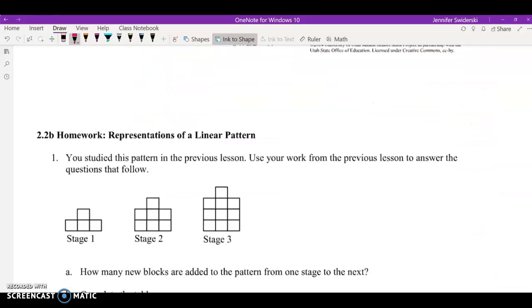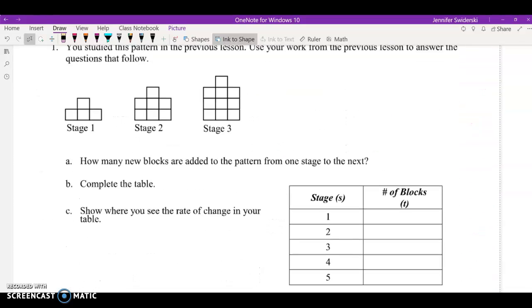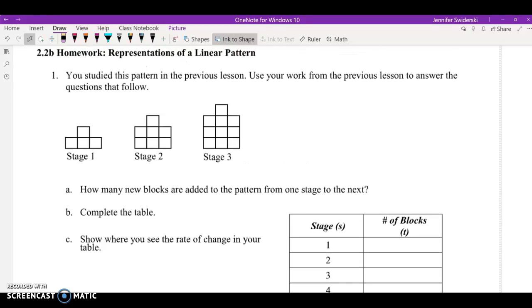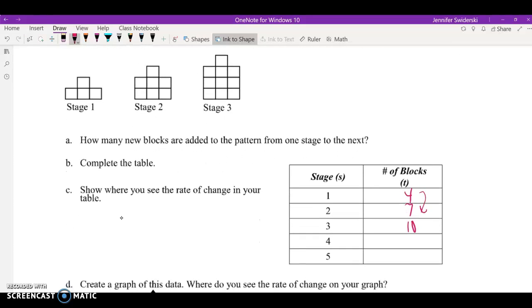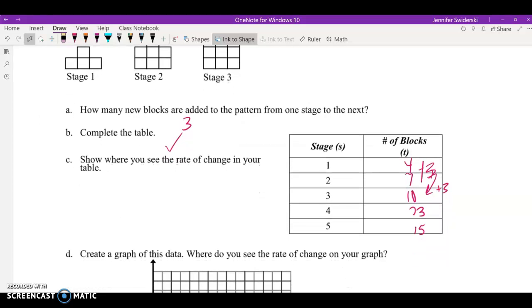All right, let's go ahead and try this. I'll do this with you. So stage 1, there are 4 blocks. Stage 2, there are 1, 2, 3, 4, 5, 6, 7 blocks. Stage 3, there are 10 blocks. So by stage 4, the pattern continues since I'm adding 3 each time: there's 13, and then 15. How many new blocks are added to the pattern from one to the next? 3. Show where you see the rate of change.